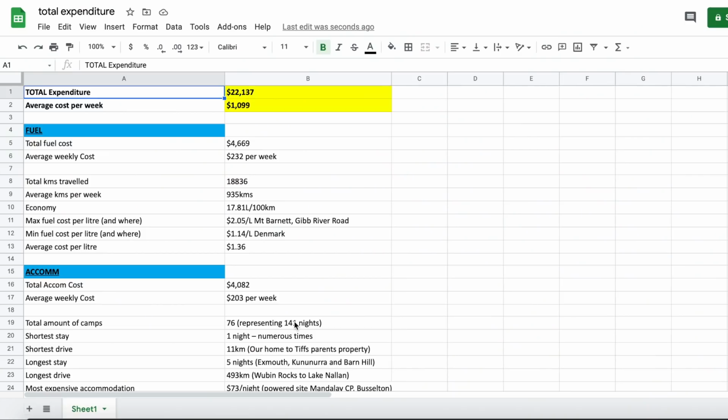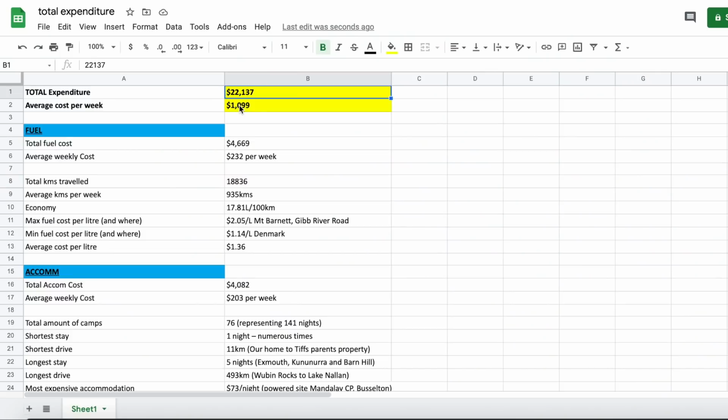So our total expenditure for that time was $22,137. That's everything. That's obviously not any of our costs to keep our home, mortgage repayments or bills. But that's everything that we needed to survive on the road, every cost associated with travelling. Broken down into a weekly average, that was $1,099.